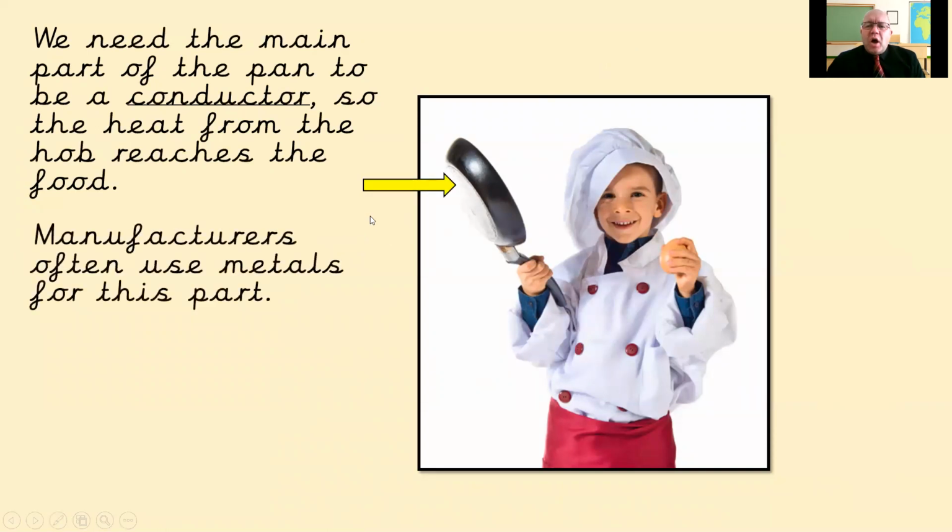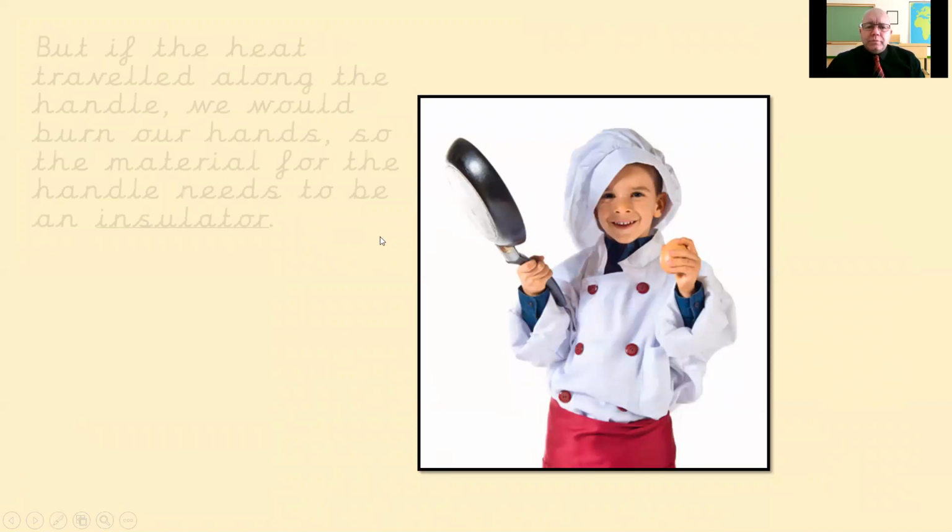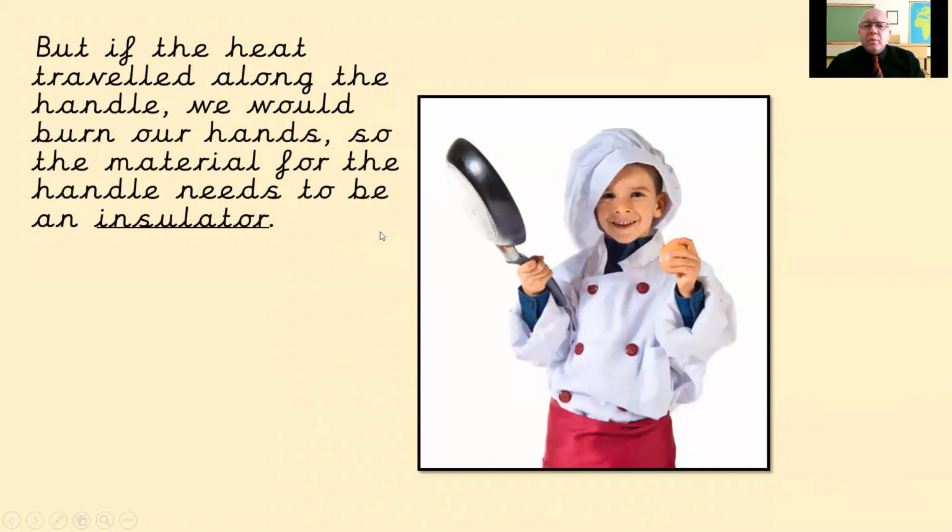So manufacturers often use metals for this part of the pan. There are other materials, but the most common material for that part of the pan will be some sort of metal, okay, because it's a really good conductor. It allows that heat to travel through. But if that heat was allowed to travel from the main part of the pan and into the handle, then every time you went cooking, you'd be burning your hands. So that wouldn't be a good idea.